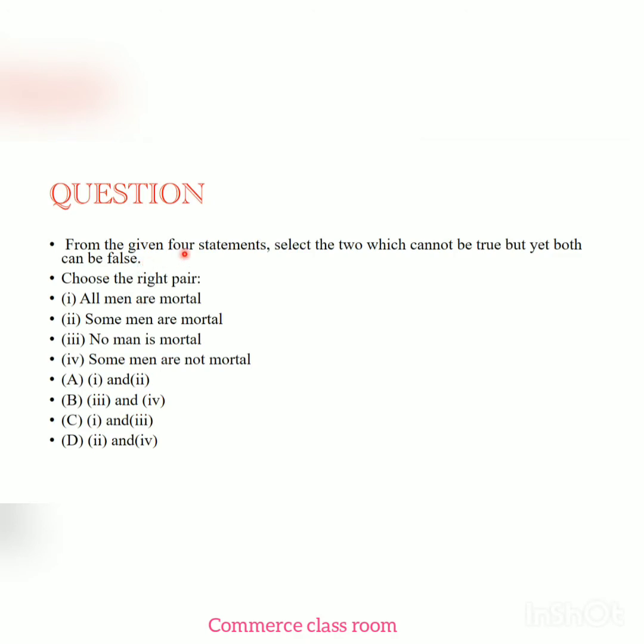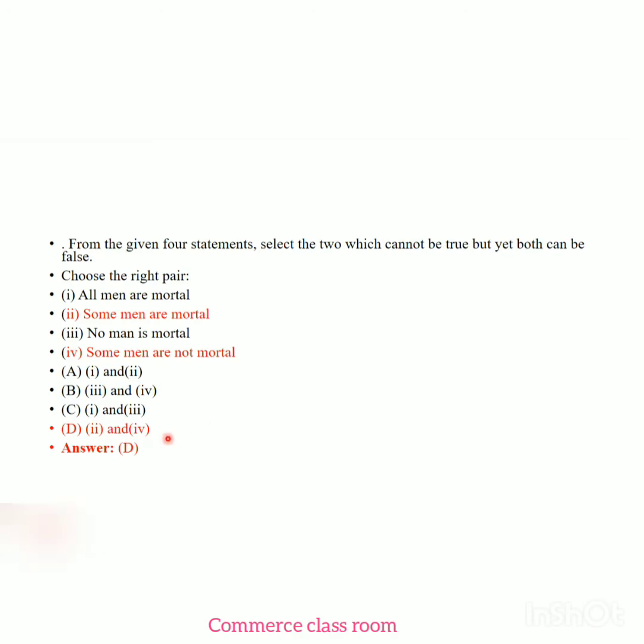Next question. From the given four statements, select the two which cannot be true but yet both can be false. Choose the right pair. All men are mortal, some men are mortal, no man is mortal, and some men are not mortal. The answer is option D, containing statement 2 and statement 4. Some men are mortal and some men are not mortal.